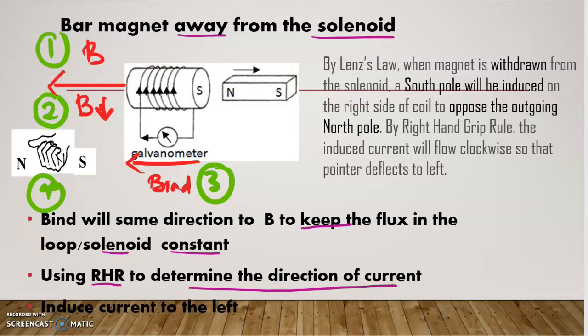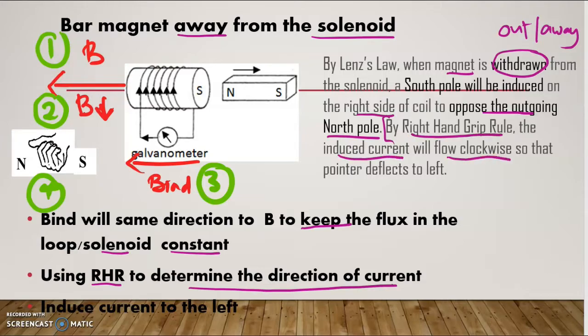Or you can explain like this. By Lenz's law, when the magnet is withdrawn or moved away from the solenoid, the south pole will be induced on the right side of the coil to oppose the outgoing north pole. And then by using the right hand grip rule, the induced current will flow in a clockwise direction, so then the pointer deflects to the left.